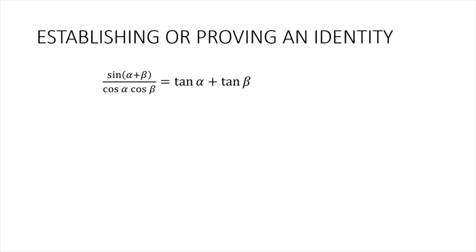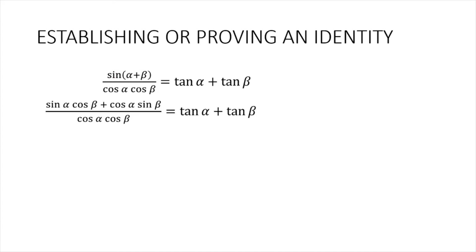Next, let's try this one. We have sine of alpha plus beta divided by cosine alpha times cosine beta equals tangent alpha plus tangent beta. For this one, we can manipulate the left-hand side. We can start by converting sine of alpha plus beta into its sum of two angles identity. And it's equivalent to sine alpha cosine beta plus cosine alpha sine beta. Again, this is from the sum of two angles identity of sine.